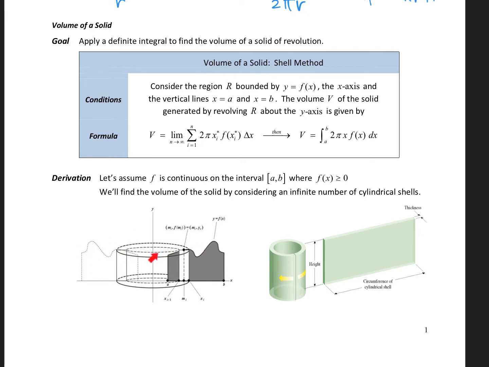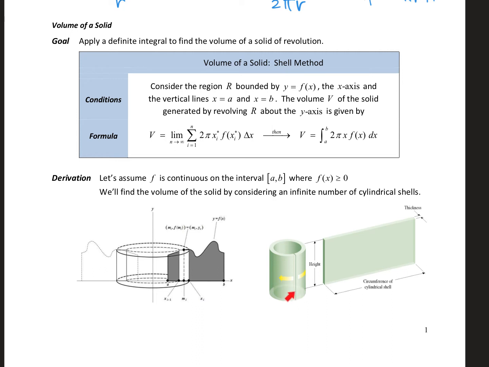Kind of like what we did before, except now I'm going to look at things differently. Before, when rotating things about the y-axis, we looked at the cross section. Here, I'm going to look at it as a can. Because this is rotated, you're going to see a can like this. So I'm going to break down my solid in terms of these shells, which is basically the container. So that's one of these.